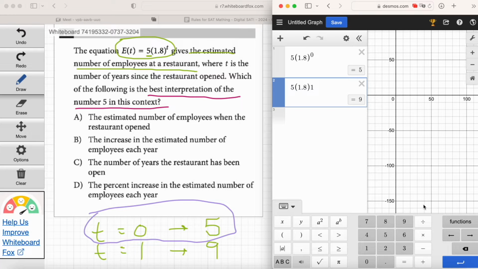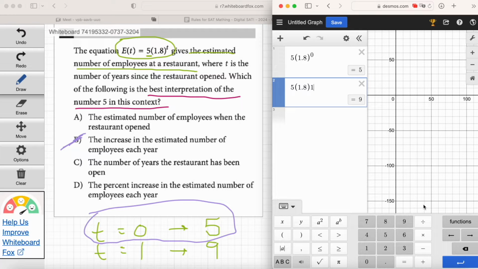The increase in the estimated number of employees each year. Is that the best interpretation of the number 5? No, that one's not. That's definitely not right, because we just tested this and we saw after 1 year it goes up by 4. After 2 years, it's going to be even bigger. I'll show you why here in just a minute. But it can't be B at the very least. You might be maybe or iffy about A, but we know for sure it's not B.